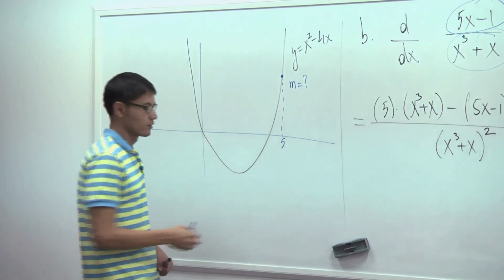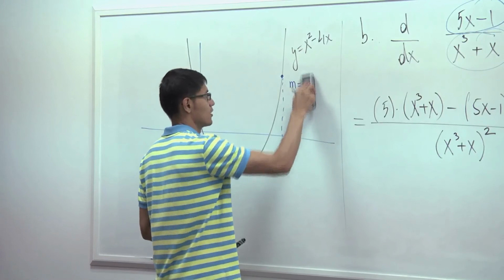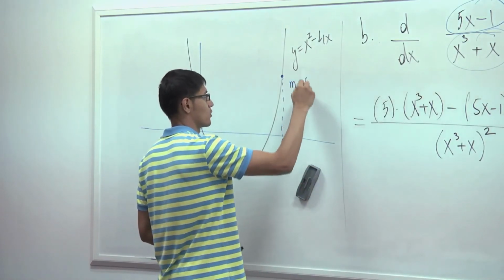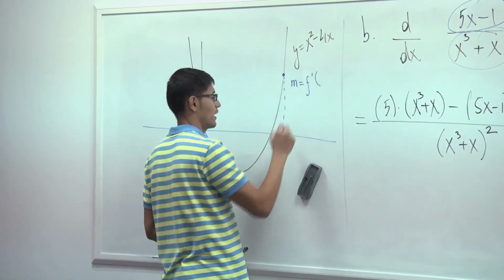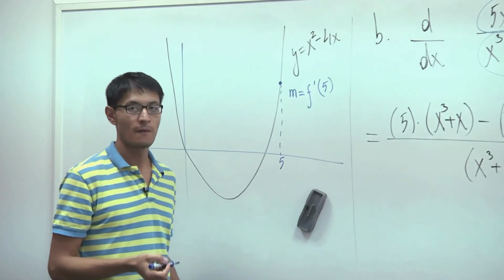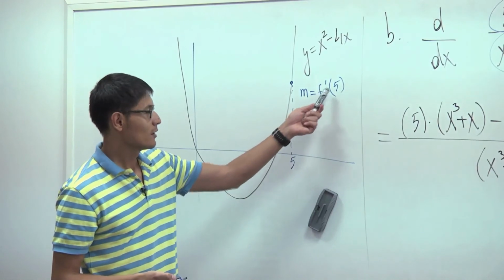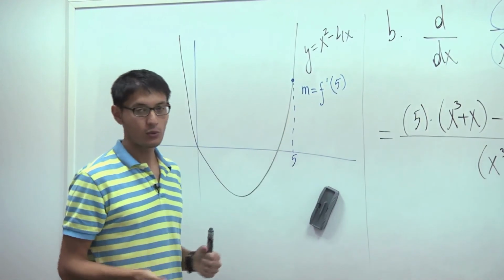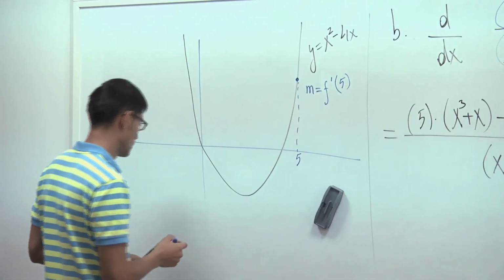Well, as we said before, the slope is given by the derivative. So slope equals the derivative at the x-coordinate. So it's f prime of 5. So we need to find f prime, and then we plug in 5. That will give us the answer. Let's do that.